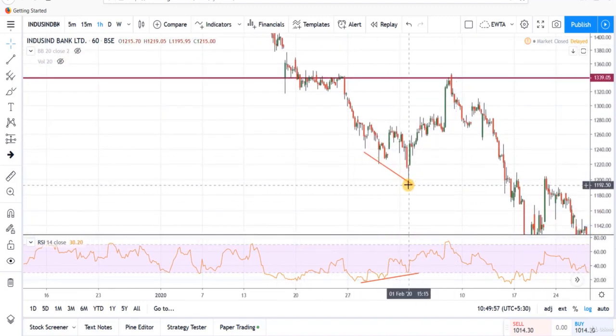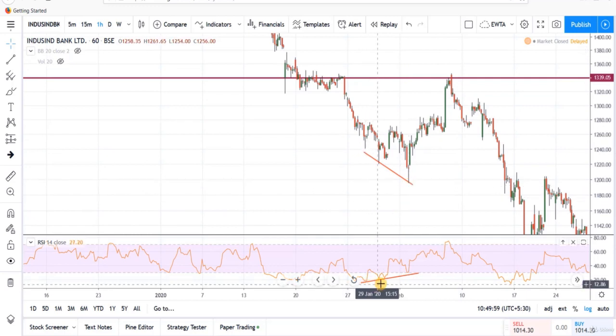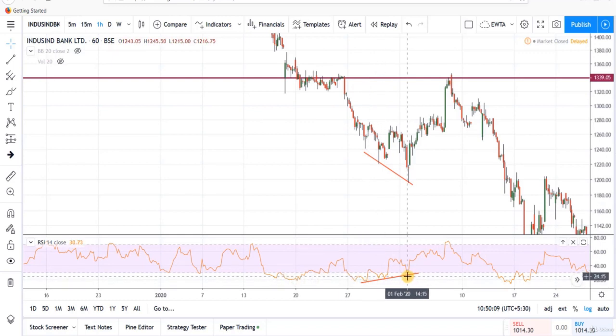prices are going in a downward direction, but RSI is going in an upward direction. In a downtrend, we see the troughs, the lows of RSI. In an uptrend, we were analyzing the peaks of RSI.